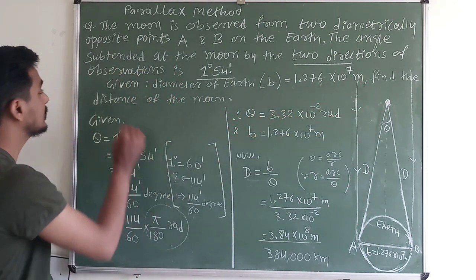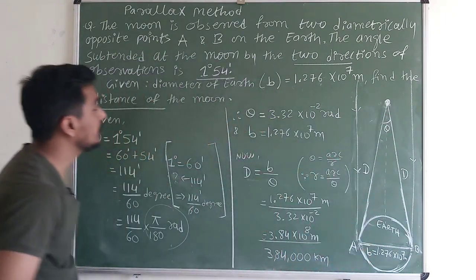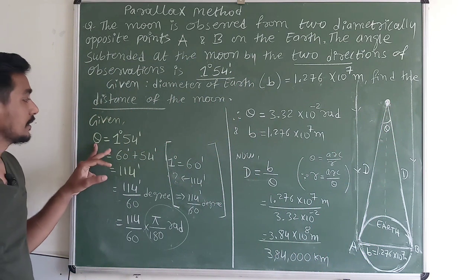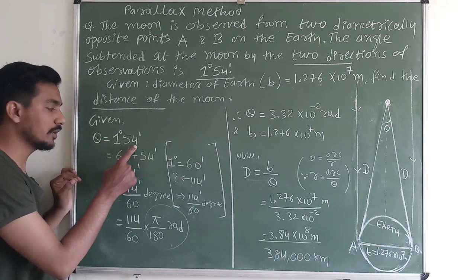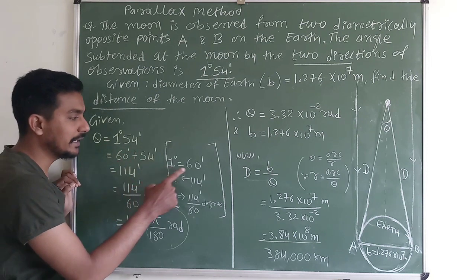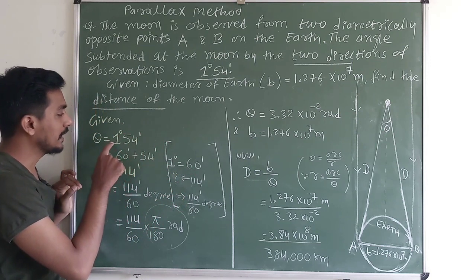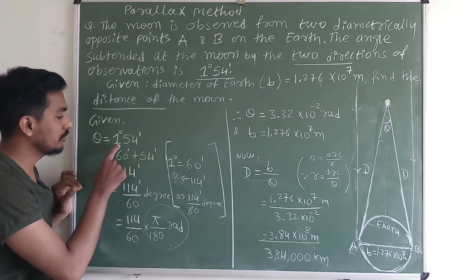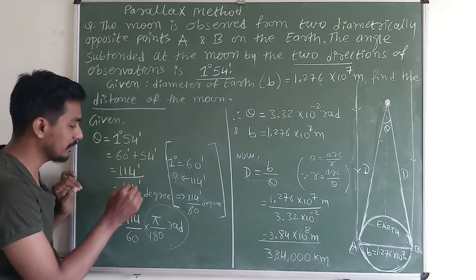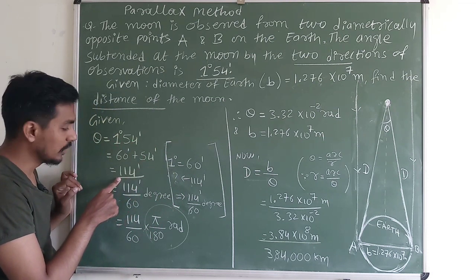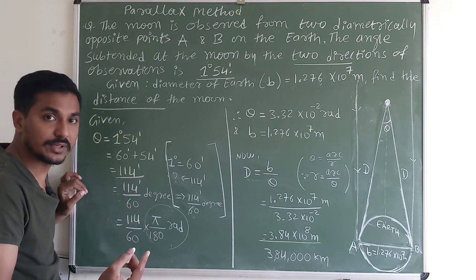What we have to find is the distance of the moon, that is, this distance D. Here theta, the parallax angle, is given as 1 degree 54 minutes. We know that 1 degree is equal to 60 minutes. So if I convert this 1 degree into minutes, it is 60 minutes plus 54 minutes, so we get 114 minutes.